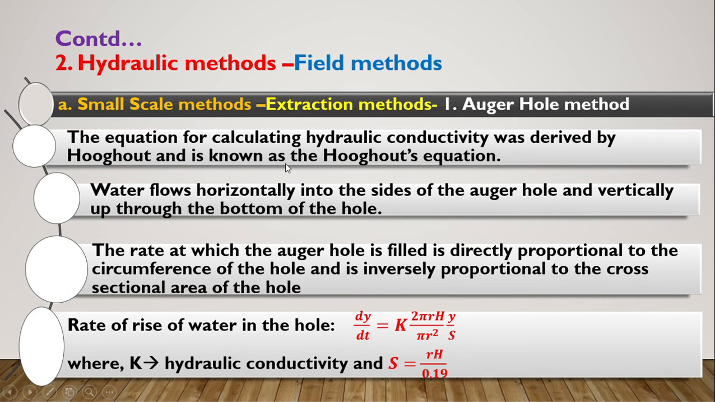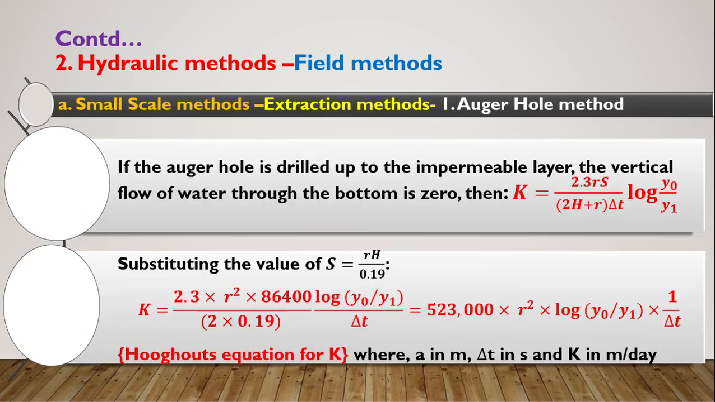Hoogout's equation is an equation derived by Hoogout for finding the hydraulic conductivity of the soil. We will use the Hoogout equation for calculating the hydraulic conductivity of the soil. Actually, in the Auger hole method, we will use the Hoogout equation. Here I have given the derivation for the Hoogout equation. This is your practical session; I will discuss the derivation of this equation in the practical session. We will see the final equation.